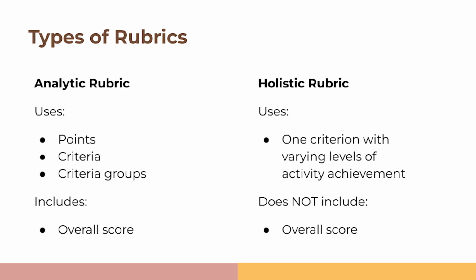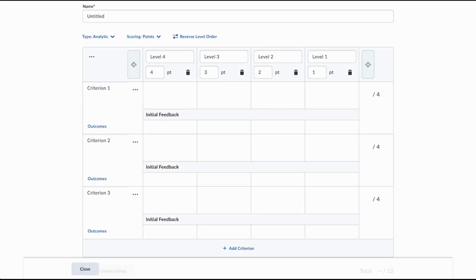Because I am using points and scoring students on multiple criteria, I am going to use the default analytic rubric with its scoring settings set to points. Lamakū will provide you with a default rubric set up with 3 criteria and 4 achievement levels. You will notice that there are a lot of editable fields on the rubric, and you can edit details like points, level labels, and criterion labels according to your needs.